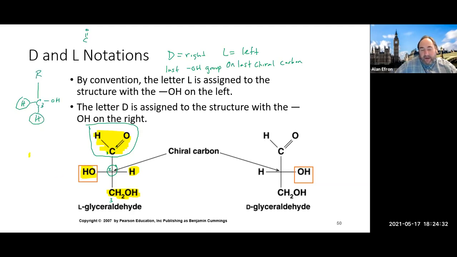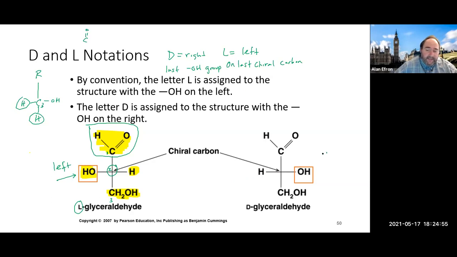This is our last chiral carbon from the carbon-oxygen double bond going down, which means when we look at it, we see the OH group here is on the left. And that means that this is L-glyceraldehyde. Necessarily, the name is not important right now, but the L location. Any questions on that there?